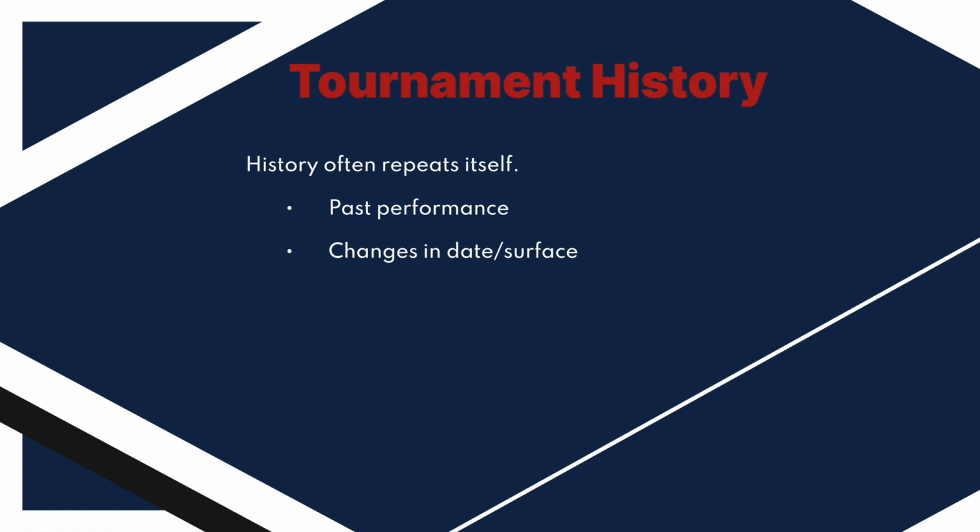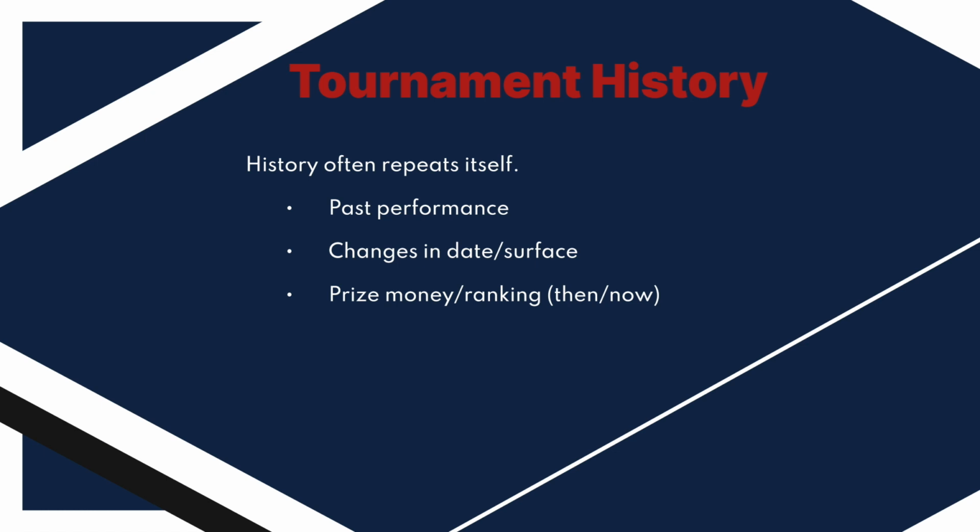The changes in date, surface. I mean, if it's moved in the time of the year, or the surface has changed, like Istanbul, for example, sometimes you play it on hard courts, sometimes you play it on clay. Watch for any kind of changes. The prize money ranking: if the prize money's gone up, obviously better players might turn up, right?